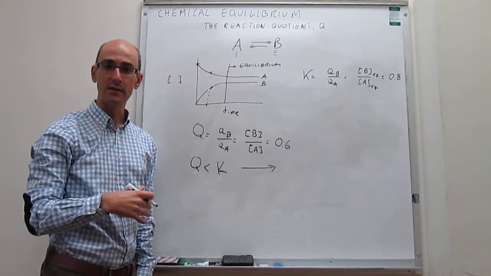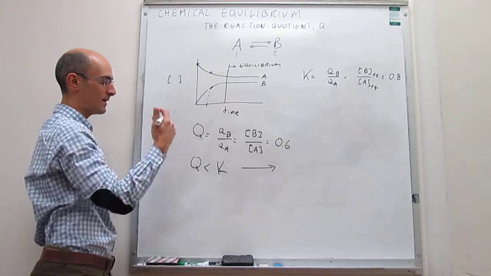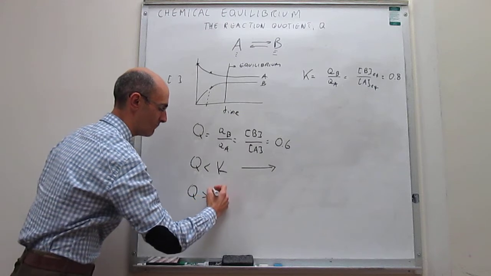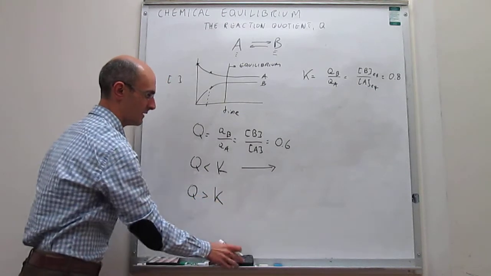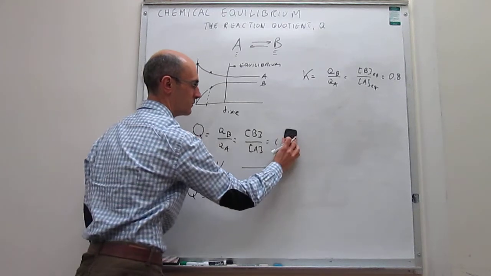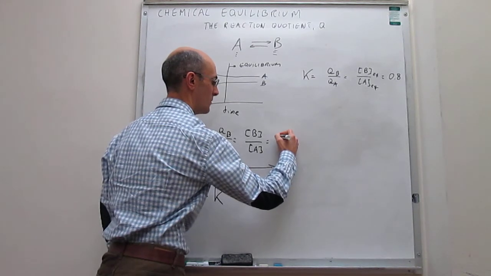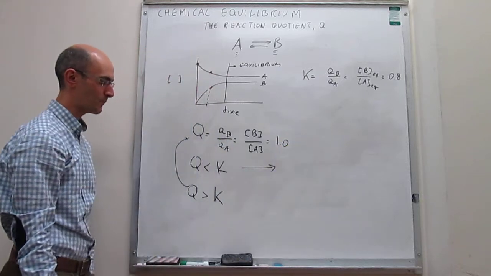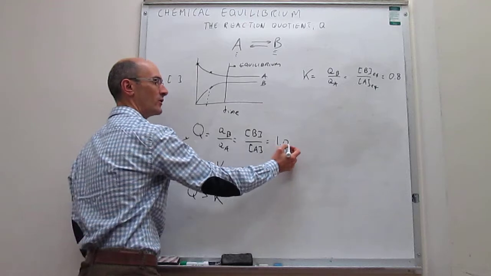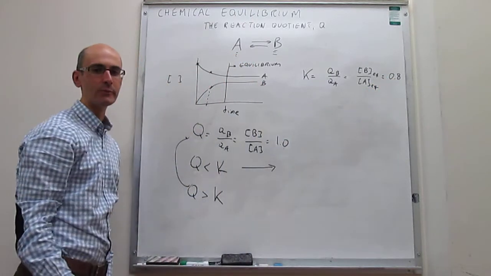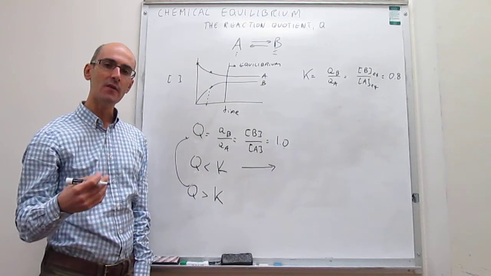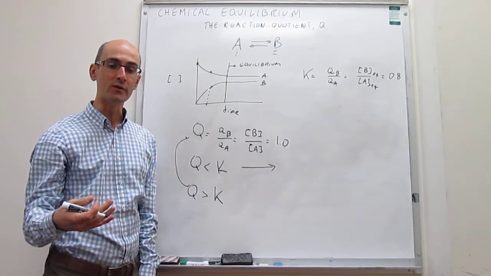Conversely, in a different set of initial conditions, not these ones but some other ones, we can come up with a value in which the reaction quotient might be larger than the equilibrium constant. Let's assume, for the sake of discussion, a case in which this ratio of concentrations is 1.0. Notice that the value of the reaction quotient, in this case 1.0, is larger than the equilibrium constant. So by comparing these two Q and K values, we can predict the direction for change.